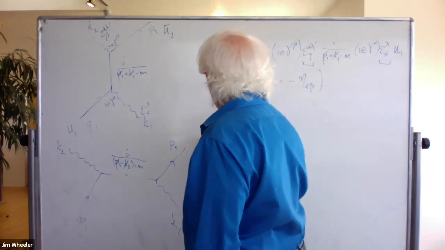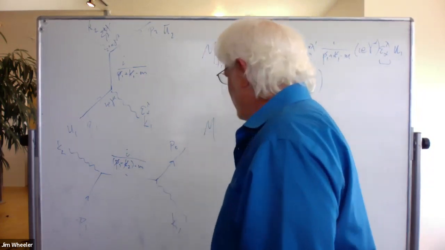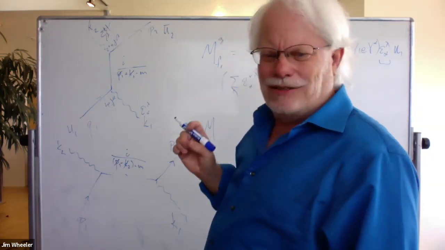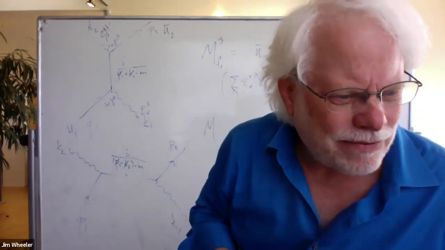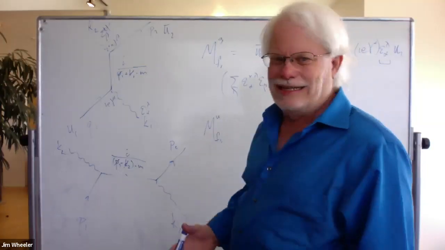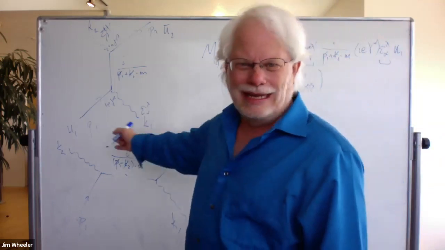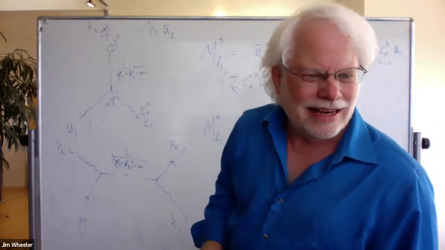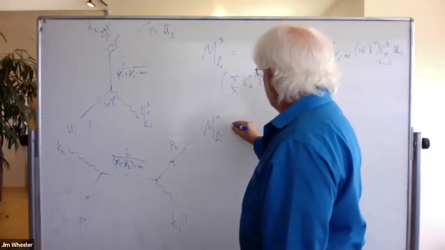Then for the other channel, and let's see, what are we calling this? T or U? Anybody have U from the notes, I guess, because it's got P1 and K2, so it would be U. Yeah, okay. But again, that depends on how we labeled our things. I'll call it U here. I may have called it T in my notes. What do you know? But anyway, we write it.